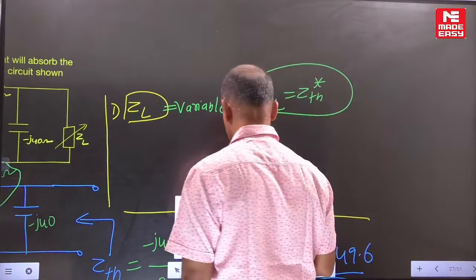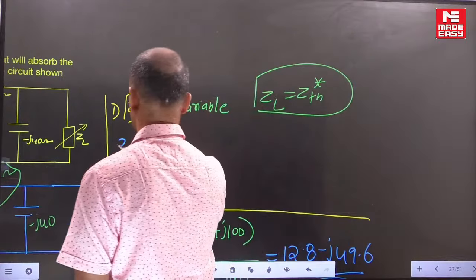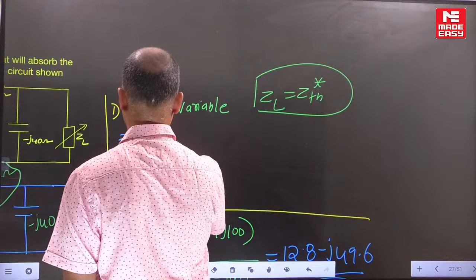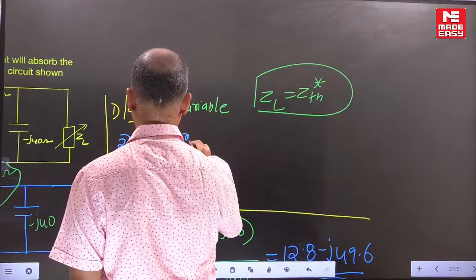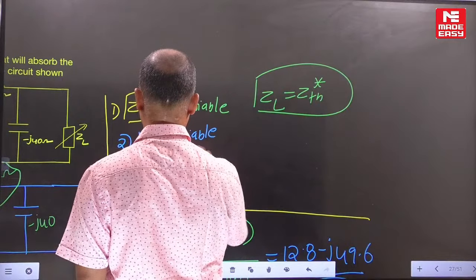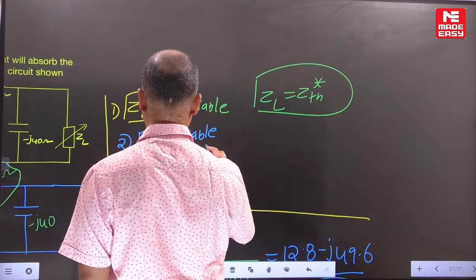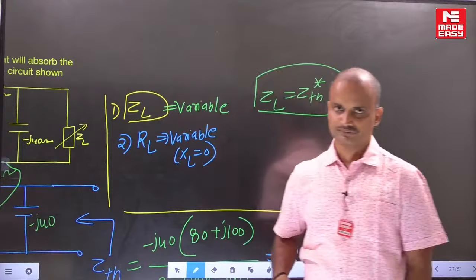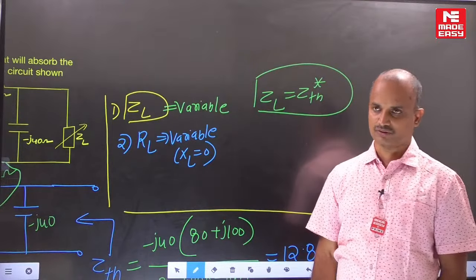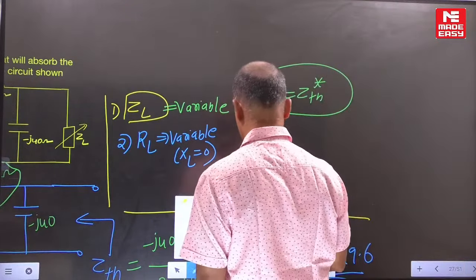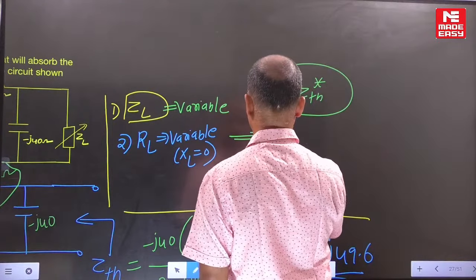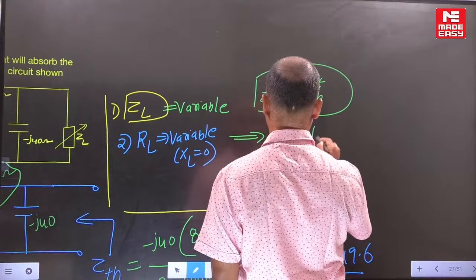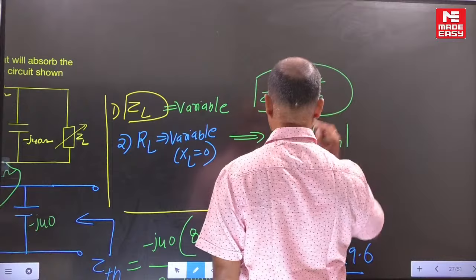In some questions, they make it like this: RL is a variable. They won't give any data regarding XL, only RL. If only RL is variable, then what is the condition for maximum power? At that instant, write ZL equal to mod of Z Thevenin's.